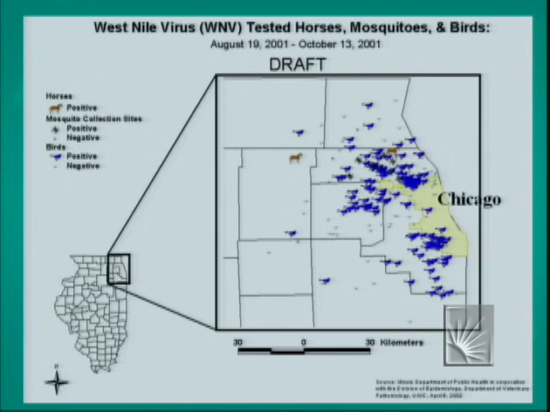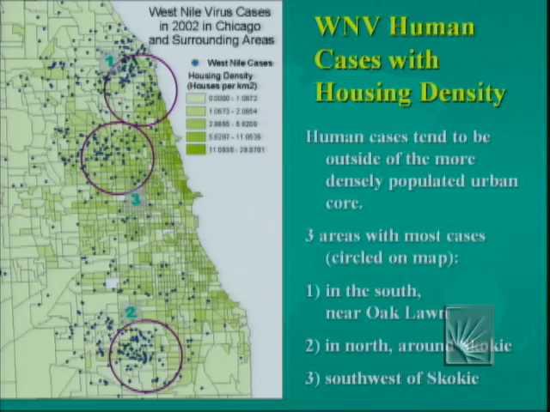Anyhow, we probably should have paid much more attention to what happened in 2001 because there were obviously two very defined foci of disease activity. One in the Evanston-Skokie area in northern Chicago, and one just south of Midway Airport in Oak Lawn and Evergreen, with downtown Chicago being around here. And indeed, what happened the next year is that the human cases occurred very much in the same foci, the two in the north and the one in the south.